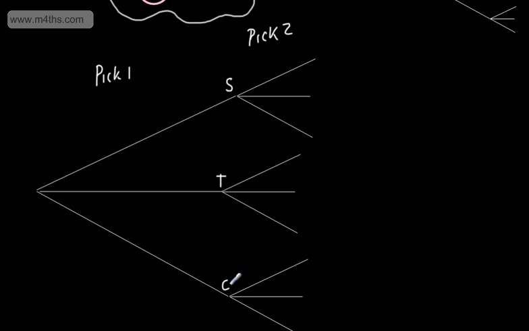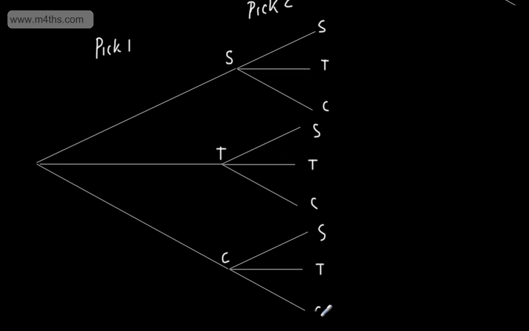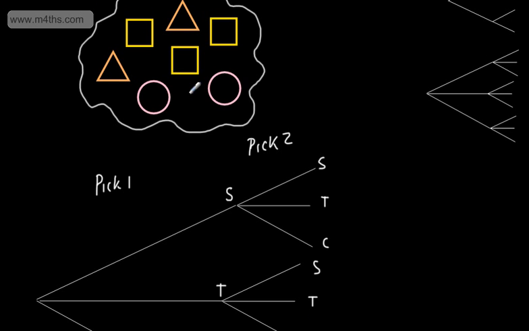So square, triangle, circle. If I put it here, exactly the same, pick 2: square, triangle, circle. All I'm doing is replicating this, and we can look at 2 different picks. On the first one, we know from before that we have a total of 3 squares, so this would be 3 out of 7.